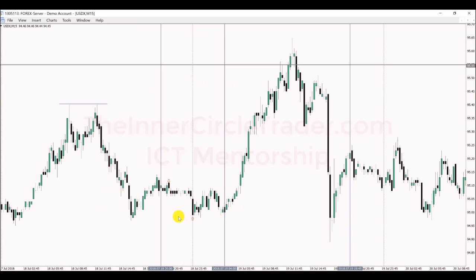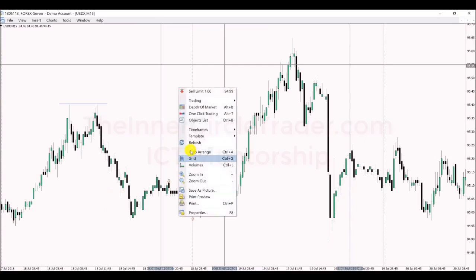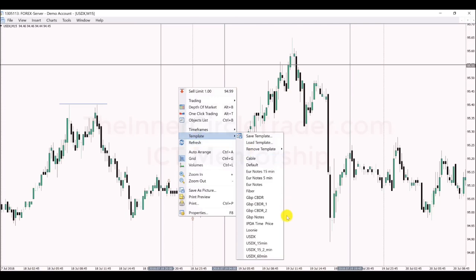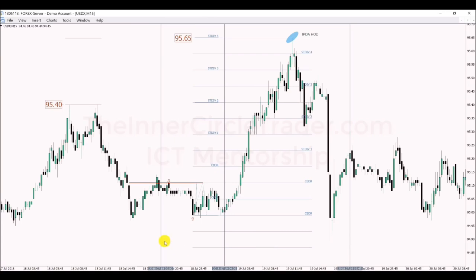So we have these levels in here as delineated with these arrows. Now what I'm going to incorporate is the intraday standard deviations, using the range as explained in the mentorship. And you can see how we go up to 95.65, standard deviation of 4, and IPTA data range high of day, beautiful delivery, perfect, right on the mark.